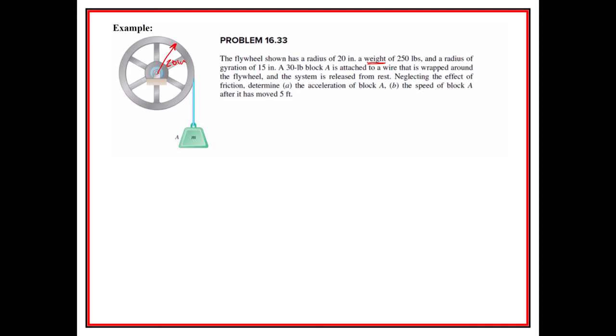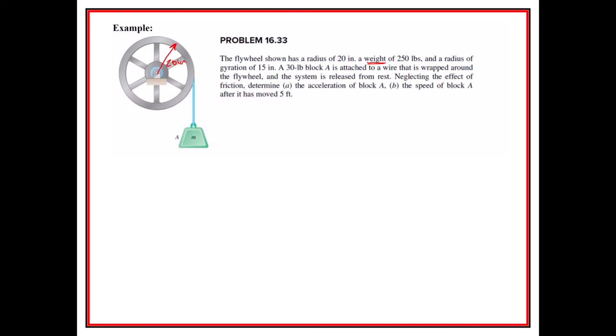So this almost acts sort of like a drum. And the system is released from rest. Neglecting the effect of friction, determine A, the acceleration of block A, and B, the speed of block A after it is moved 5 feet.